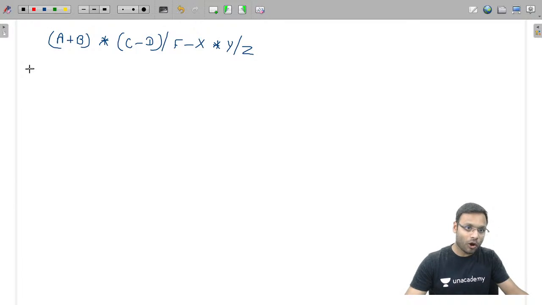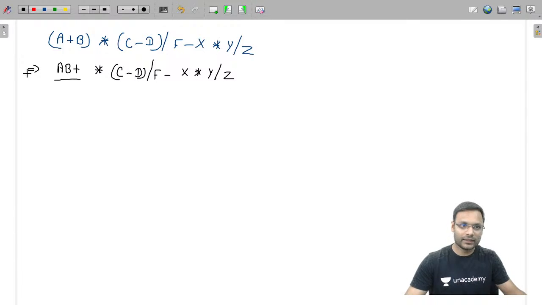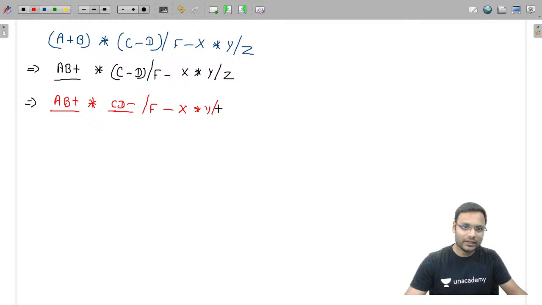First of all, leftmost of this parenthesis, postfix this, into C minus D divide by F minus X into Y divided by Z. Second step, this parenthesis AB plus star CD minus divide by F minus X into Y divided by Z. Next is this multiplication. Let's do that.